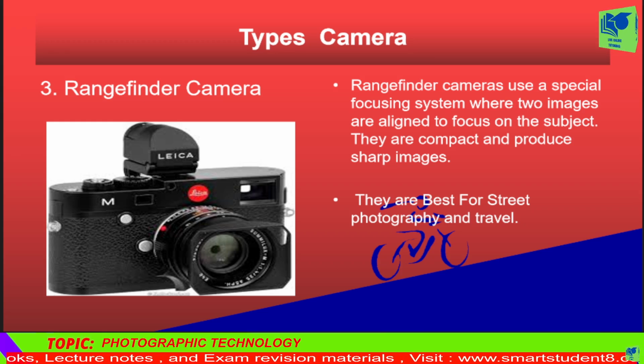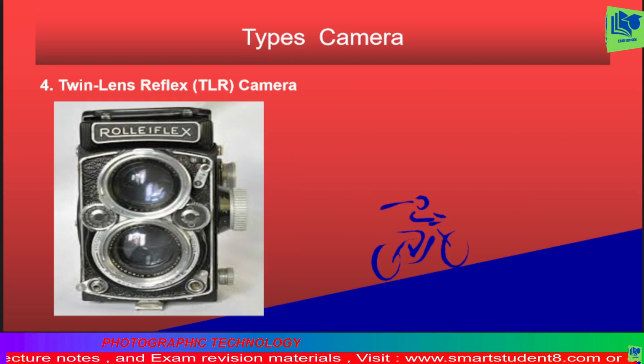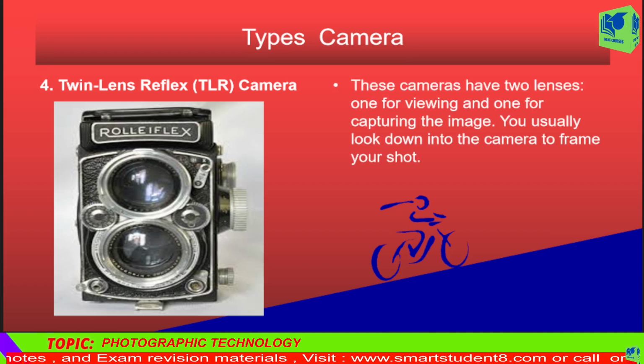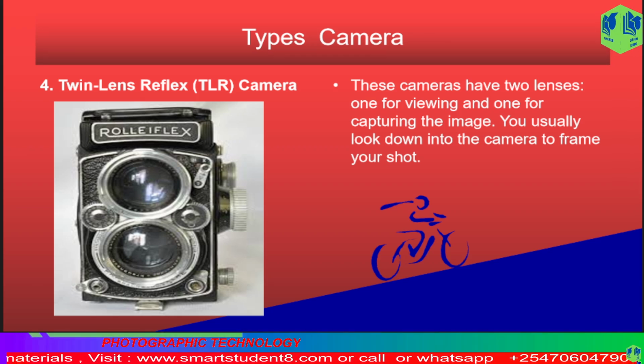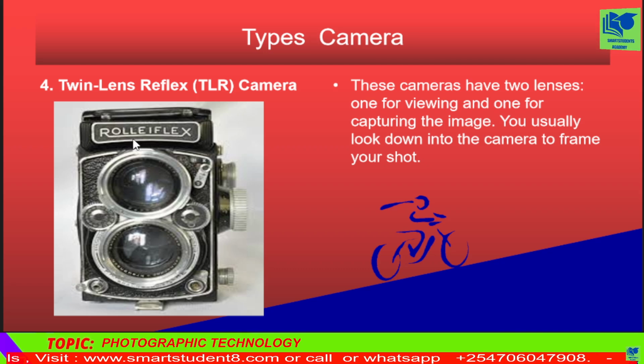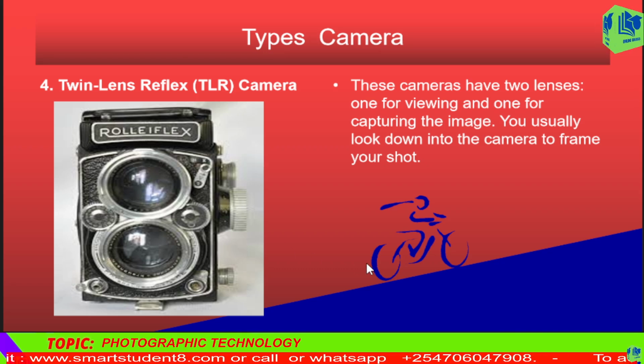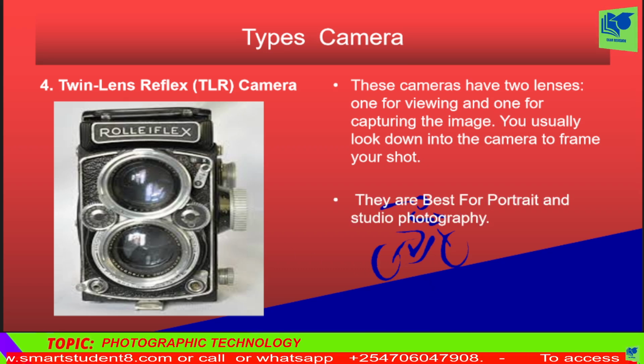4. Twin lens reflex, TLR, camera. These cameras have two lenses, one for viewing and one for capturing the image. You usually look down into the camera to frame your shot. Rolleiflex camera is an example of this camera type. They are best for portrait and studio photography.